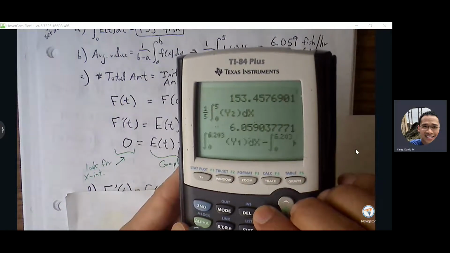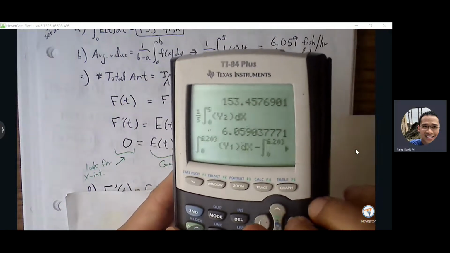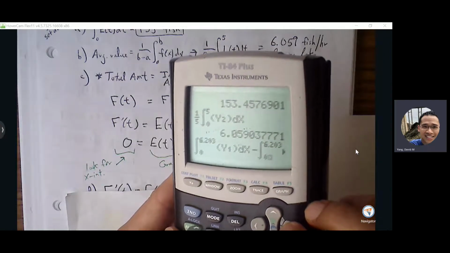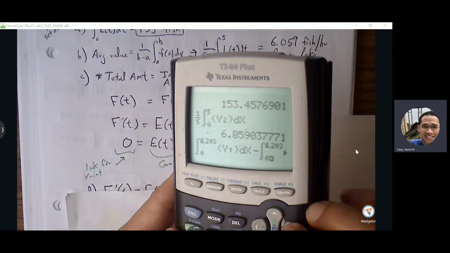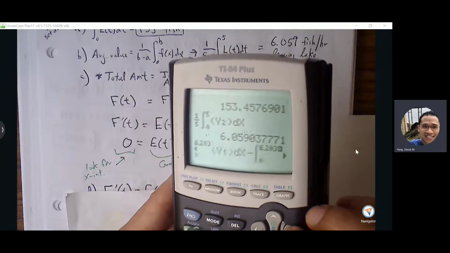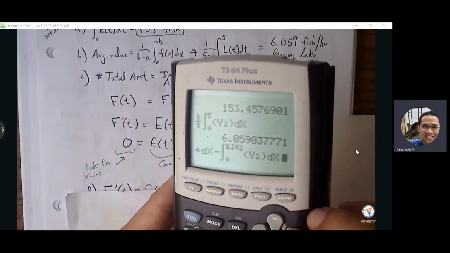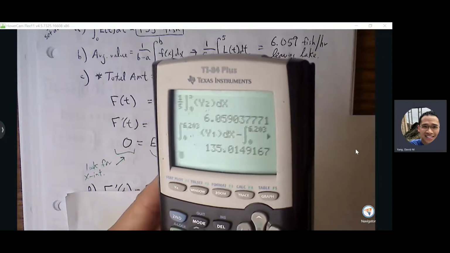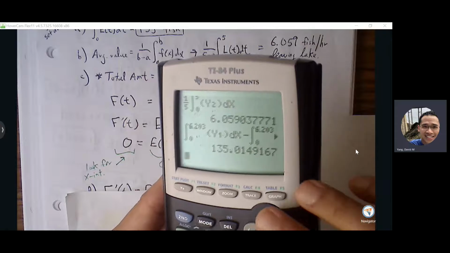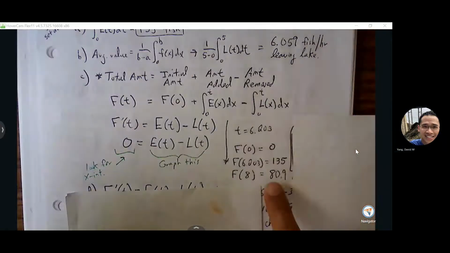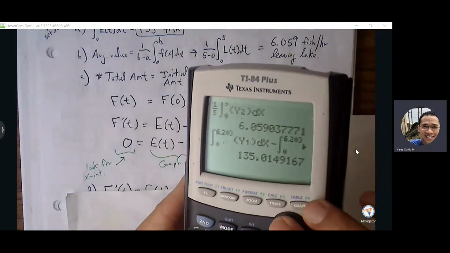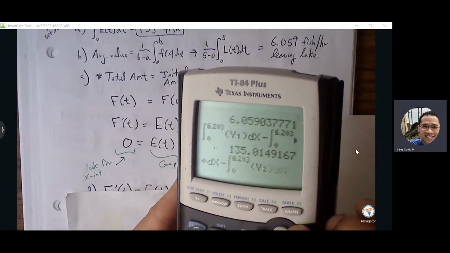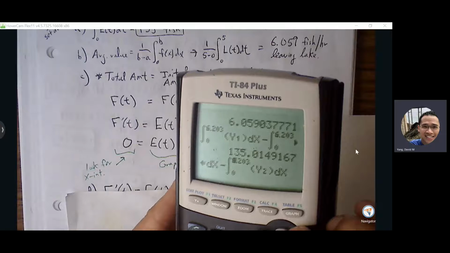So I did the integral from 0 to 6.203 of my E of t function, which I'm holding under y1, and I'm subtracting the number of fish who've left the lake. Y2 is holding my L of t, 135. Okay, repeat the process for 8 hours. So I can just go back to my previous entry and then just change my upper bound from 6 to 8.